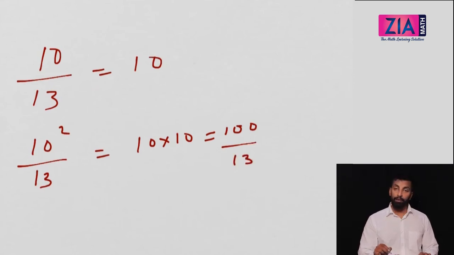So divide by 13 again. So what do you get? You get 9, right? 9 as the remainder. 13 into 7, 91, then 9.